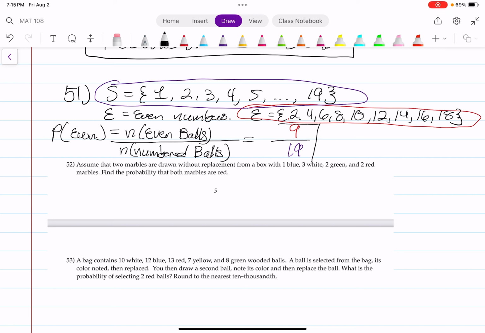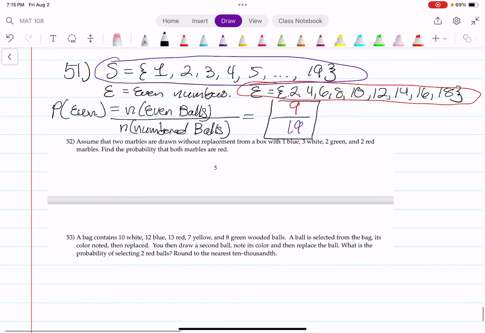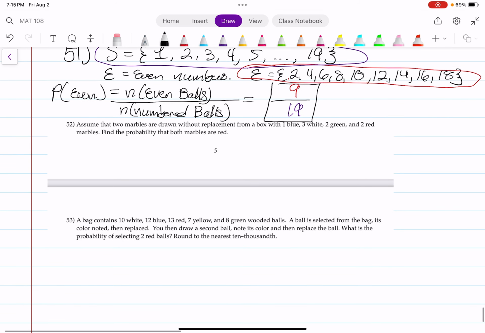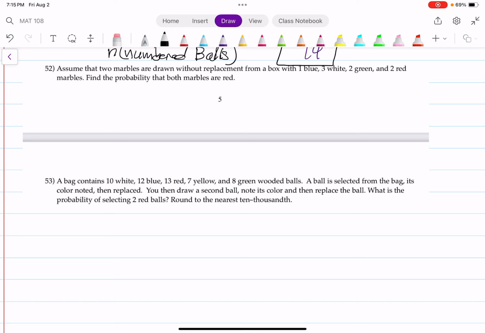Now, why did I drag that out? Because I want to show you where the answers are coming from and how to apply it to the next set of questions. Because now we're going to get into 52 and 53, which are some of my favorite types of questions. So 52 says, assume that 2 marbles are drawn without replacement from a box with 1 blue, 3 white, 2 green, and 2 red marbles. Find the probability of both marbles being red.